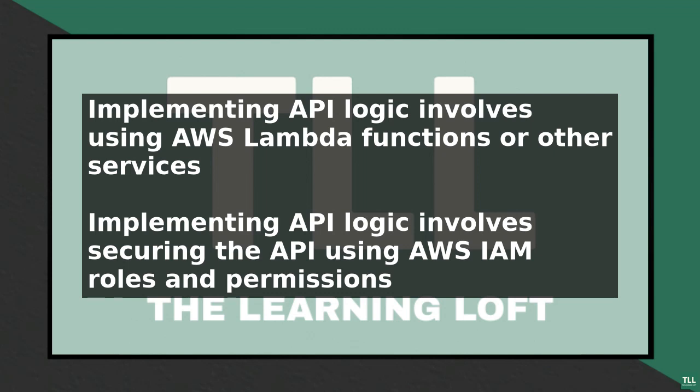Best practices. When building and deploying APIs using AWS Amplify API category, it is essential to follow best practices. You should always use secure protocols such as HTTPS to encrypt data in transit. You should also use authentication and authorization mechanisms to secure your API. Additionally, you should monitor your API performance and optimize it for better performance.